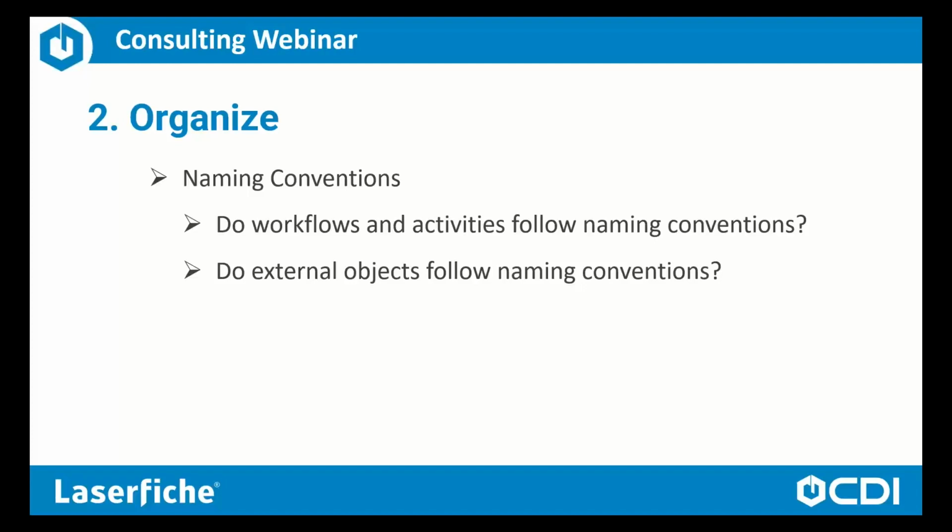Everything within the Workflow Designer is going to be sorted alphabetically. And in the Workflow Administration Console, you're also able to sort things alphabetically or by other columns available. By having a clear and concise naming convention, it's going to be a lot easier to see what workflows or what external objects pertain to what, rather than having everything all mixed together.